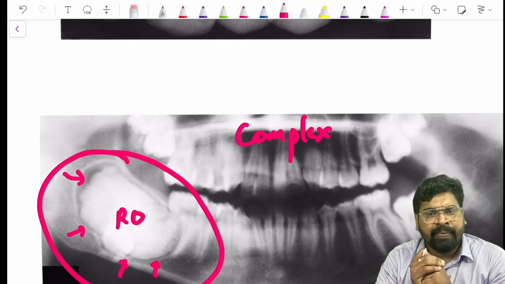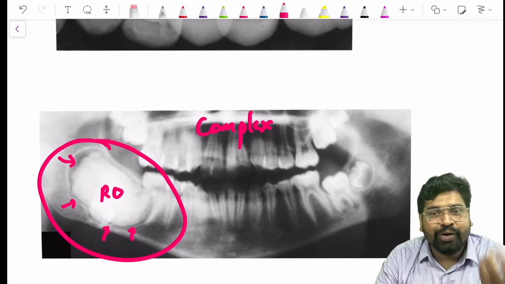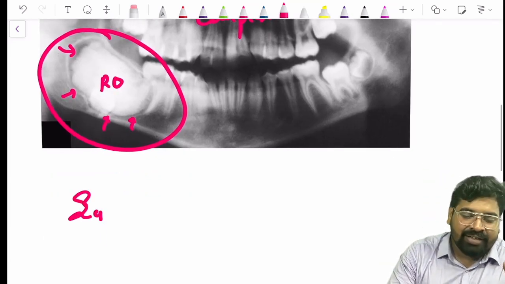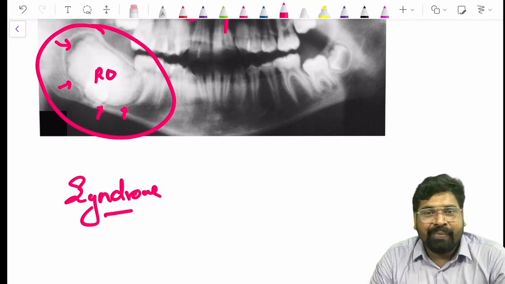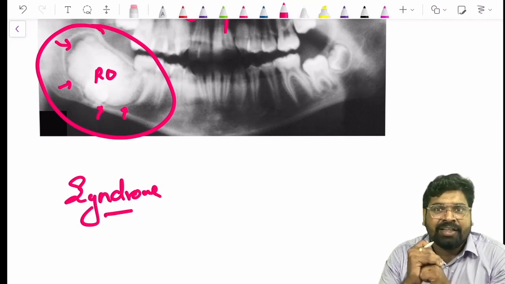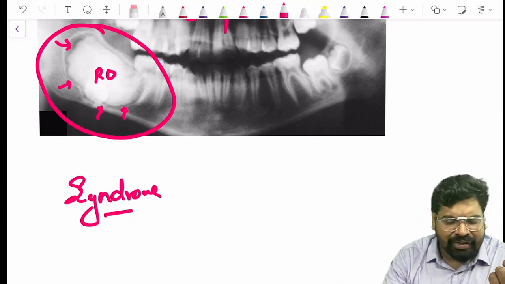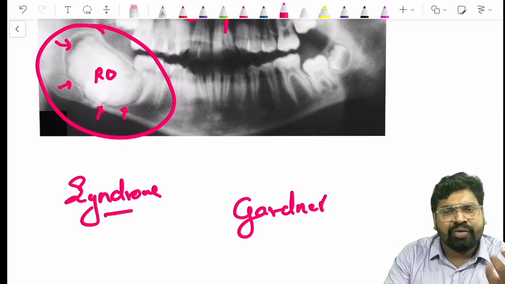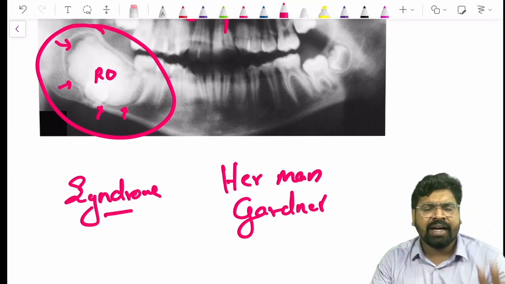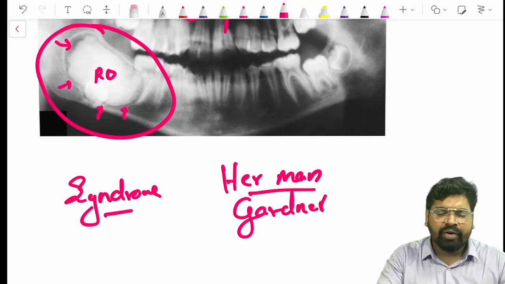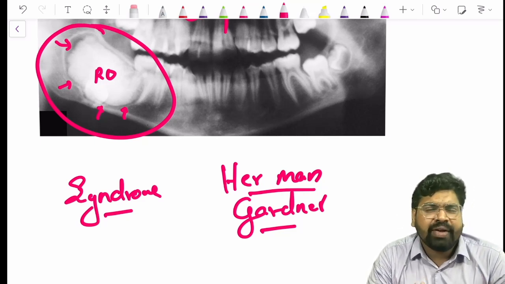So this is about odontoma, and I hope you remember the syndromes where you see odontomas. We discussed the syndromes in the first videos. Please try to recollect. You can remember at least one syndrome where you see multiple odontomas: Gardner syndrome. In Gardner syndrome you can see so many odontomas. I would like to say Herman was a gardener. Herman syndrome, Gardner syndrome are the two syndromes where you see odontoma.